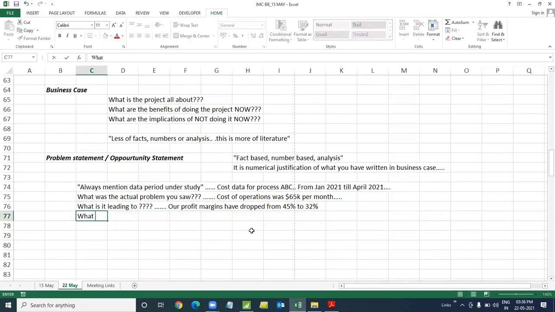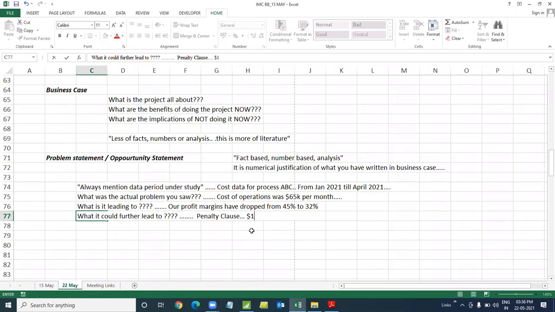What could it further lead to, if it continues? Generally, companies have some contractual obligation when you sign a contract with them, so there could be a penalty clause. If there is a penalty clause, you must mention it, especially if you're dealing with a company, because of not meeting the service level agreement.